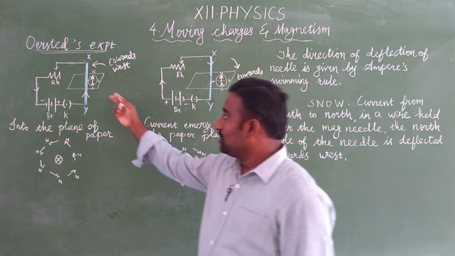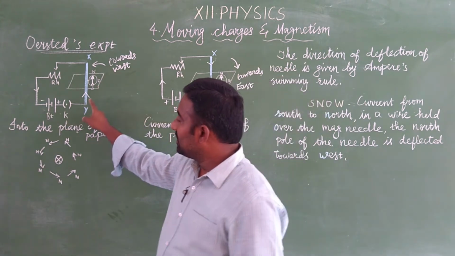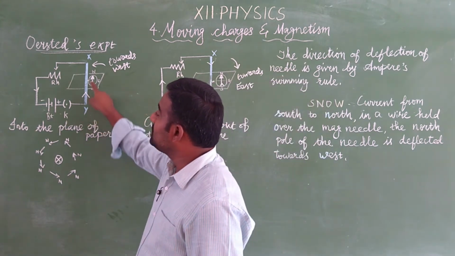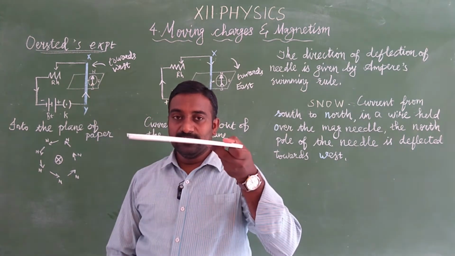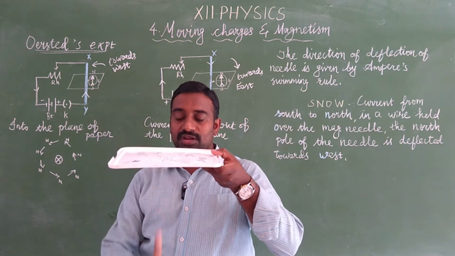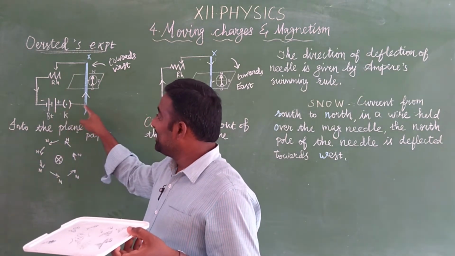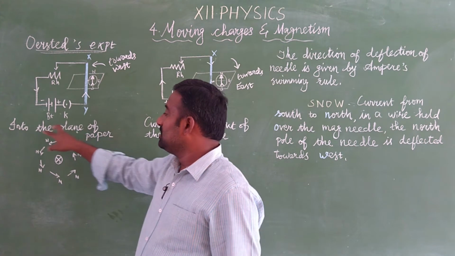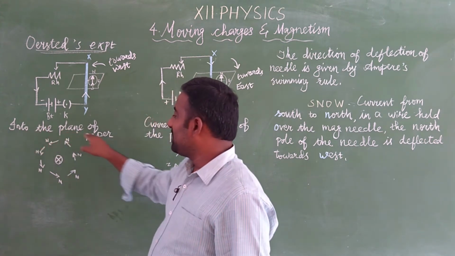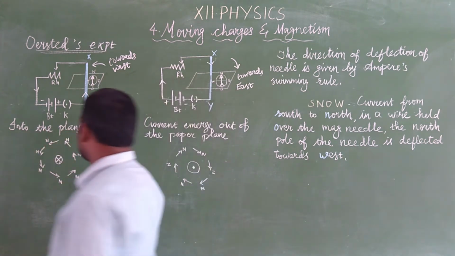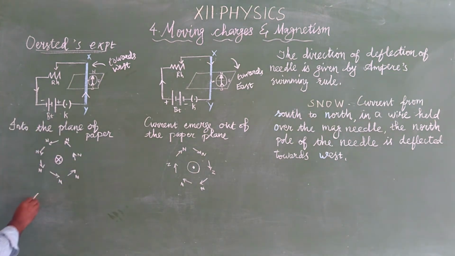Okay, so in this case the electric current is entering into the plane of the paper. This is the paper plane, this is a copper rod. So current is entering, positive to negative is the direction of the current. So the current into the plane of the paper is depicted by the cross field. This is nothing but the cross field.